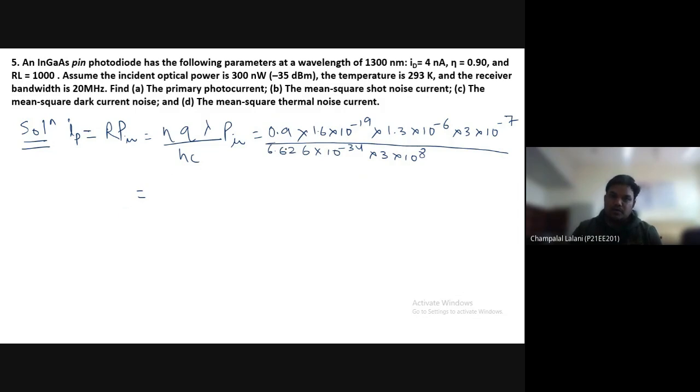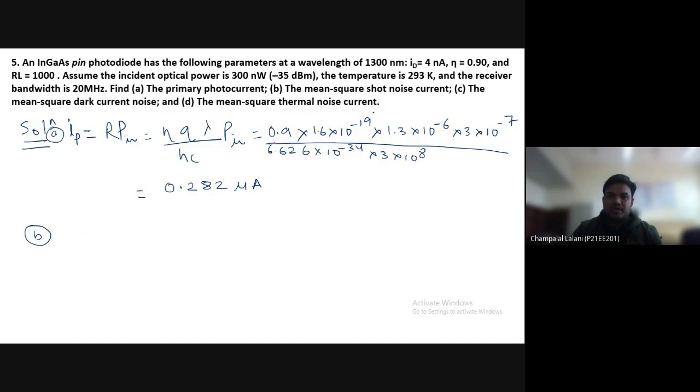If you solve this part, the photocurrent that you will be getting here is 0.282 microampere. This is the primary photocurrent that will be generated by the pin photodiode. This is the A part of the question. Let's move to the second part, the B part.